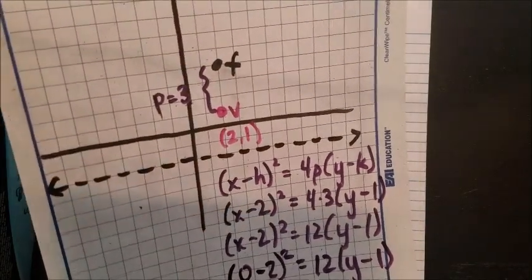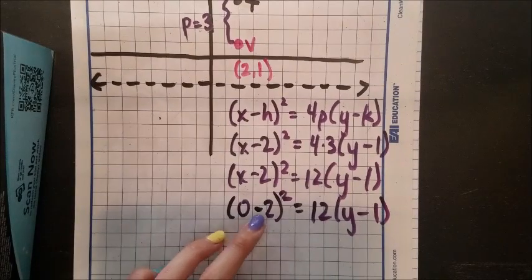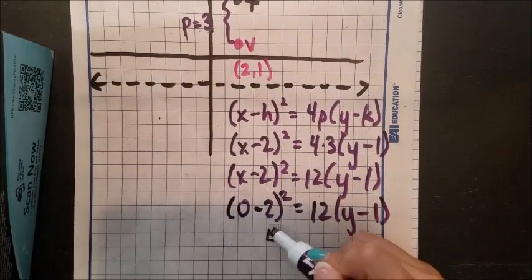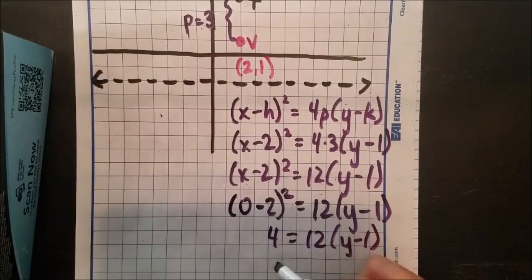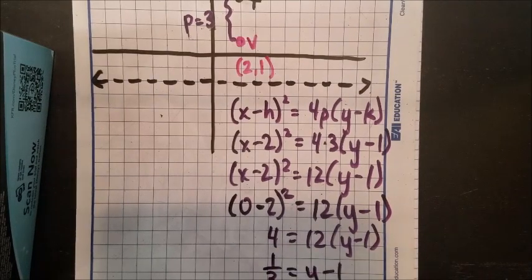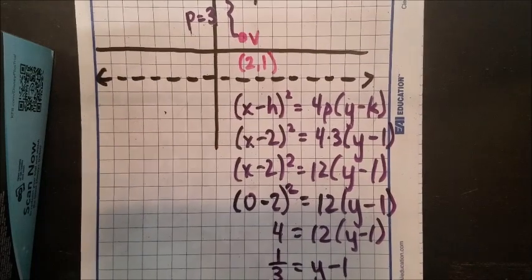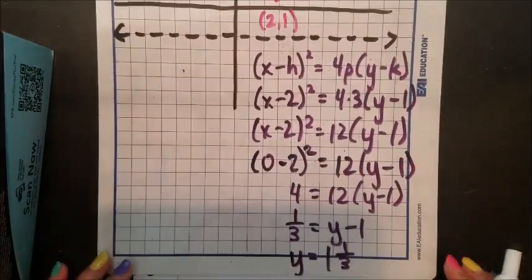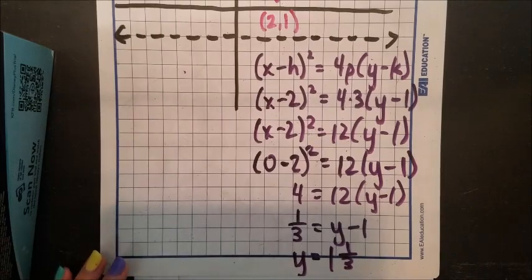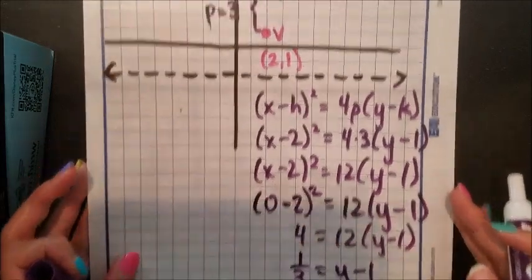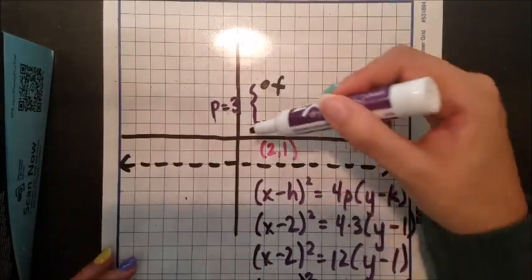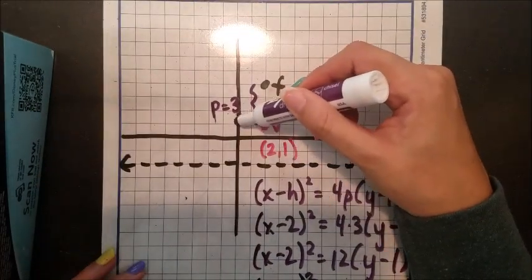Okay, so solving that out, 0 minus 2 is -2. -2 squared is 4. And then dividing both sides by 12 gets me 1/3 because 4 over 12 reduces to 1/3. And so y equals 1 1/3 if I add 1 to both sides. Okay, so now that I know for when x equals 0, y equals 1 1/3, so plotting that out, I get 0, 1 1/3 is right here.